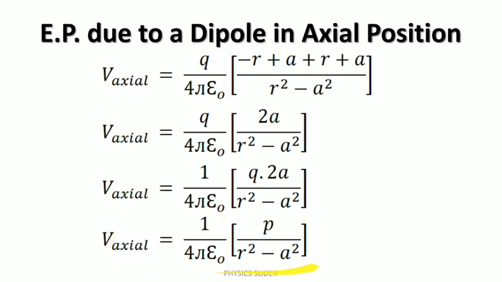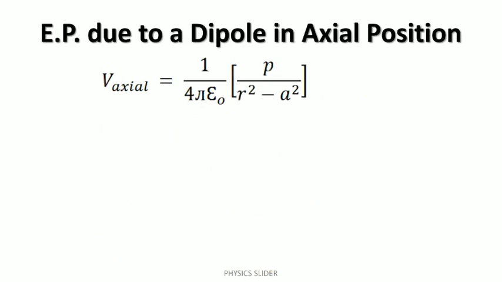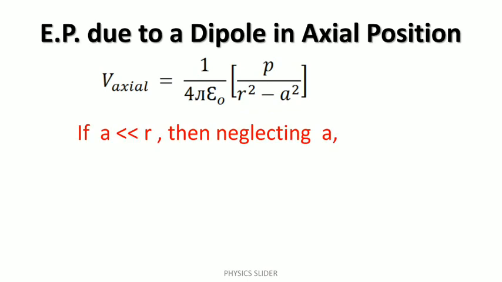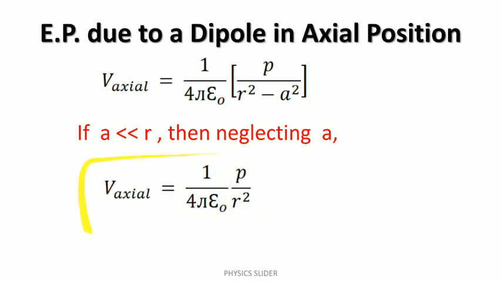Alright, now we will elaborate this expression for the electric potential a little bit more. Watch here. If a is very less than r, then we can neglect a. Then we will get 1 upon 4 pi epsilon naught p upon r square. This is the final expression for the electric potential due to a dipole in axial position.